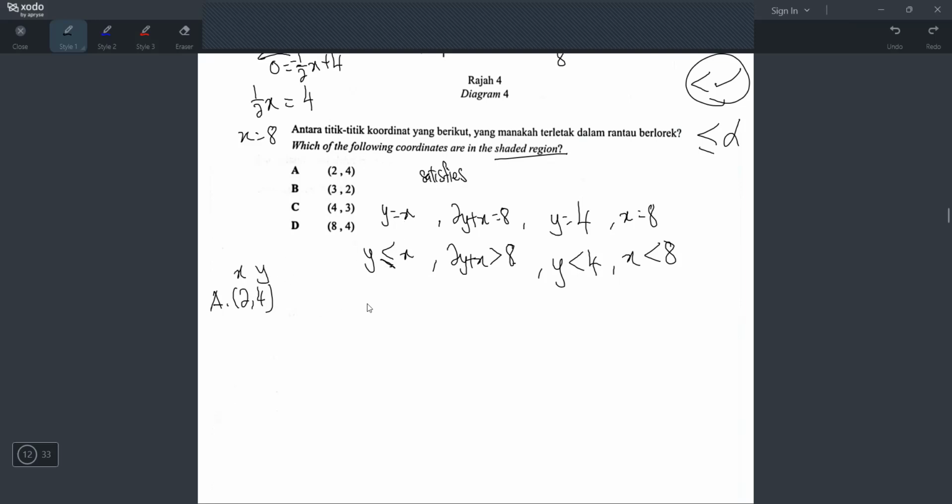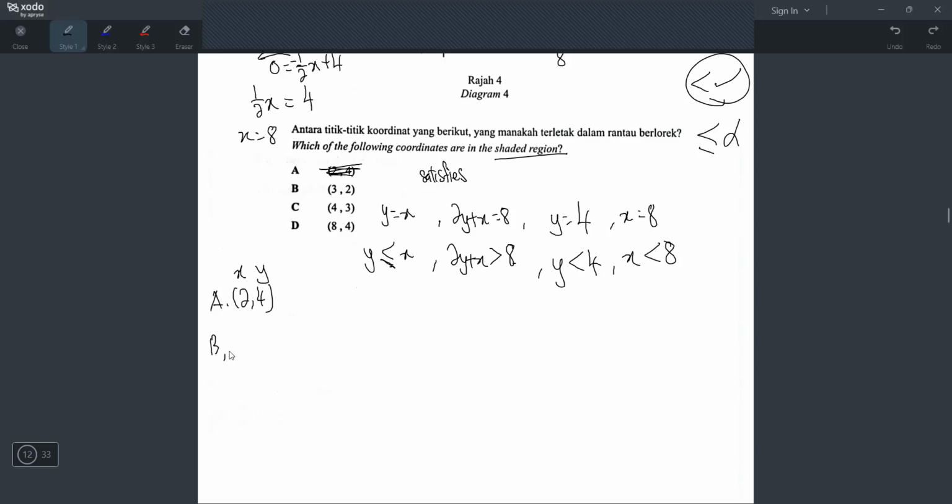Ganti into the first inequality, it will be 4 smaller sama dengan 2, alright? So is it true that 4 is smaller sama dengan 2? No, right? Because 4 is bigger than 2. So you get a false statement. When you ganti the 2, 4 inside here, you get a false statement. It means you don't have to try the other inequalities already, because you know A is wrong already, right? Because for the point to be correct, it has to satisfy all 4. It means when you ganti into the 4 inequalities, all 4 will give you a true statement. Then only we can say that that point is satisfied, ataupun is inside the shaded region, right?